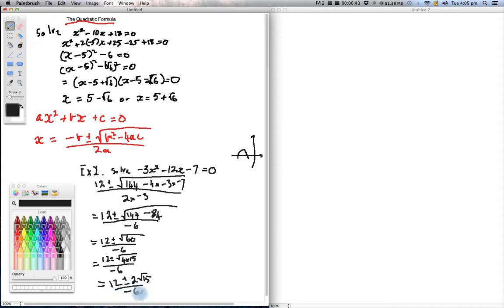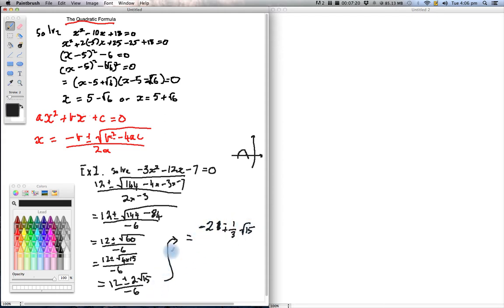So let's do this division by minus 6. I'll just jump over here. Equals, so 12 divided by minus 6 is minus 2, plus or, now this is actually swapped around, minus or plus because they're negative, and 2 divided by 6 is a third root 15. So there you go, there's your final answer.